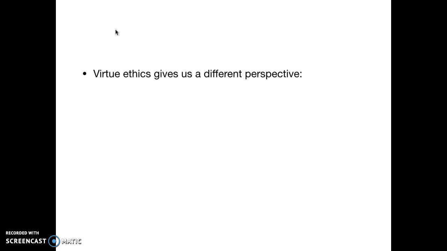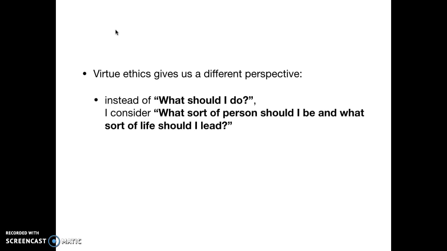Virtue ethics gives us a different perspective. It is a unique moral theory. Instead of considering what should I do, virtue ethics considers what sort of person should I be and what sort of life should I lead. So virtue ethics is not about basic moral duties. It is rather a case study in character. It's often referred to as a character ethics. So the concern is who you should be.